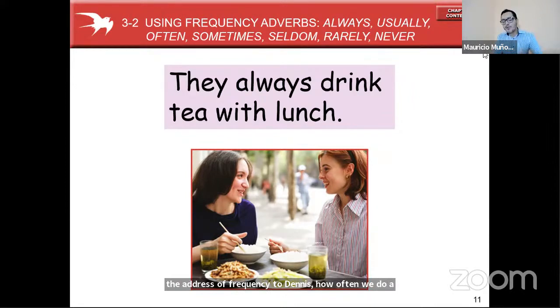For example, I want you to look at this picture. Two young women eating in the restaurant. So what is the activity? In here, drink and eat. But we can use the adverbs of frequency to denote how often these women do that activity. And then we have, they always drink tea with lunch.